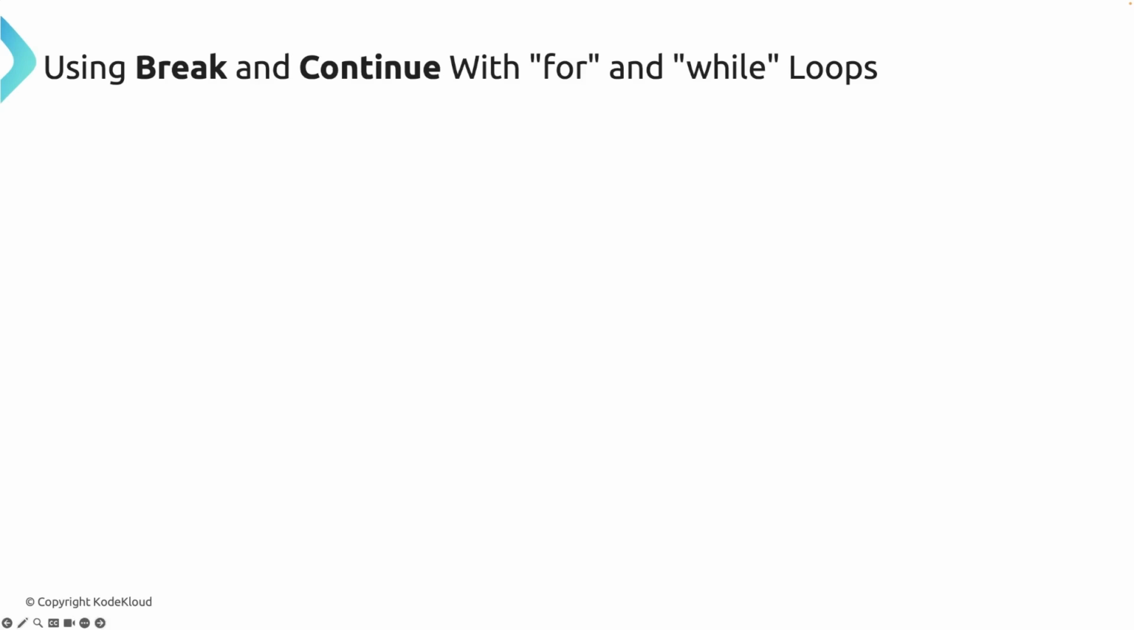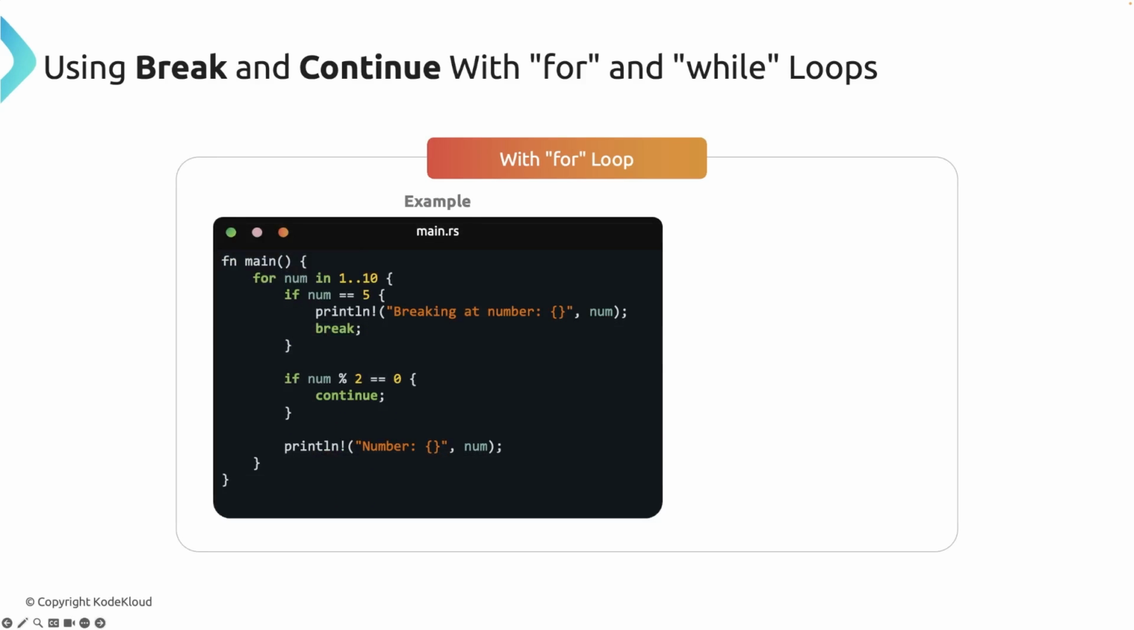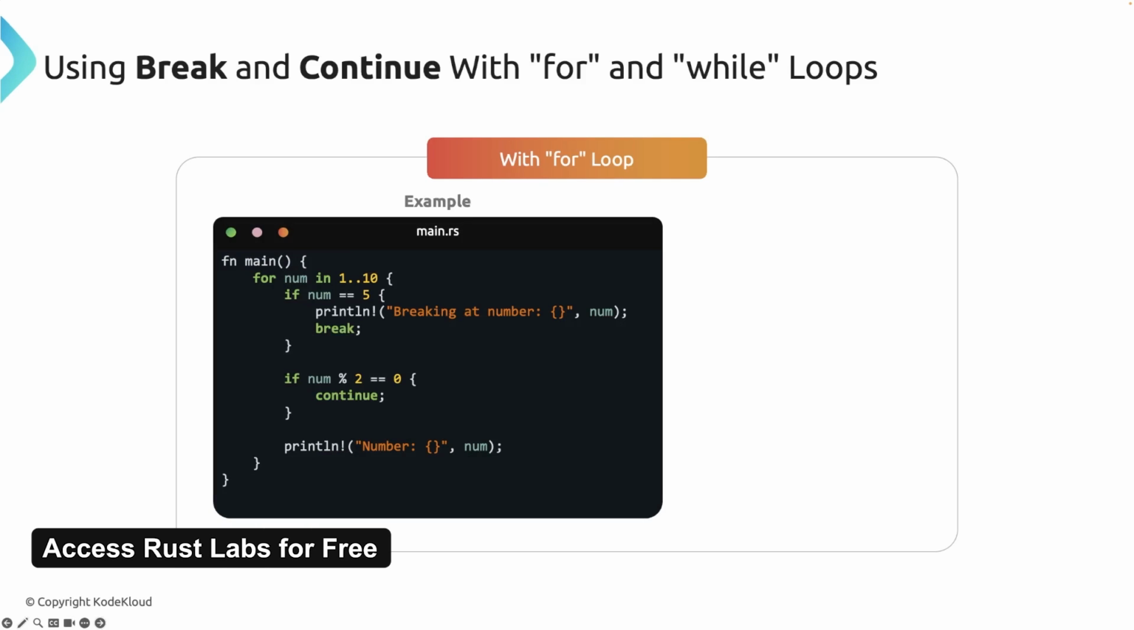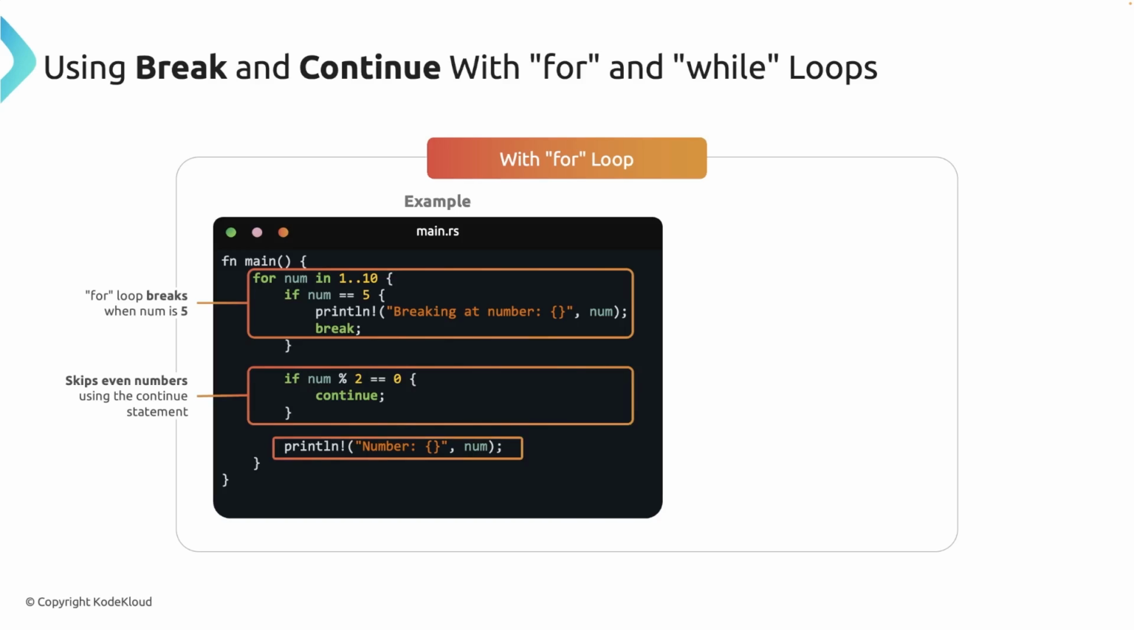So you can use the break statement to exit a loop early and the continue statement to skip the rest of the current iteration and start the next iteration immediately. In this example, the for loop breaks when the number is 5 and it skips even numbers using the continue statement. So only for odd numbers, it's going to print the line number followed by the number itself.